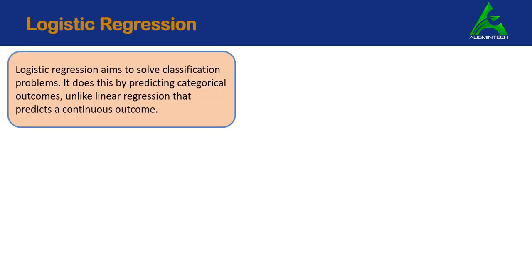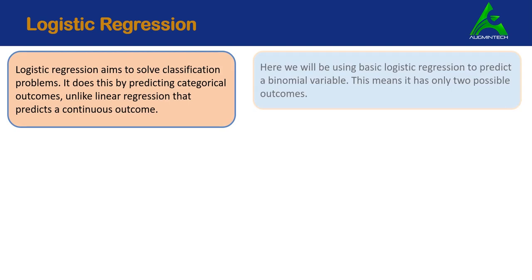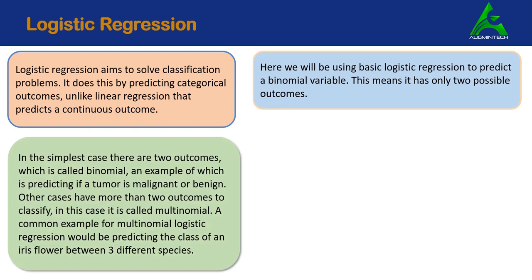Now let's get started with what is logistic regression. Logistic regression aims to solve classification problems. It does this by predicting categorical outcomes, unlike linear regression that predicts a continuous outcome. Here we'll be using basic logistic regression to predict a binomial variable, which means it has only two possible outcomes. In the simplest case, there are two outcomes, which is called binomial, an example of which is predicting if a tumor is malignant or benign.